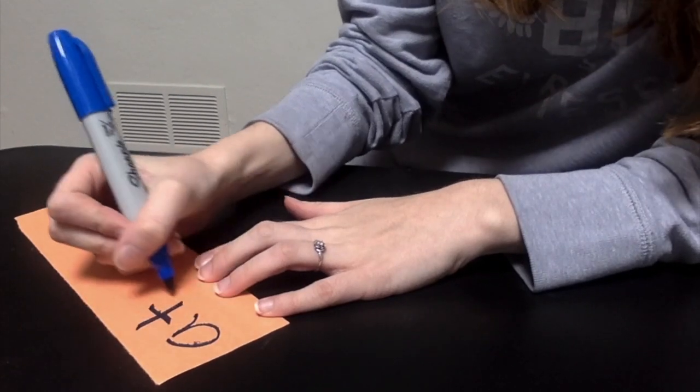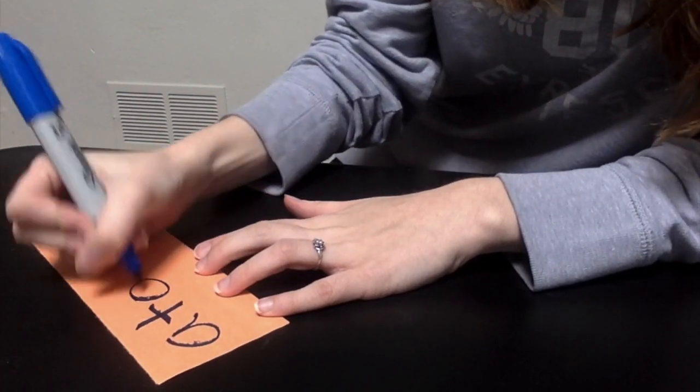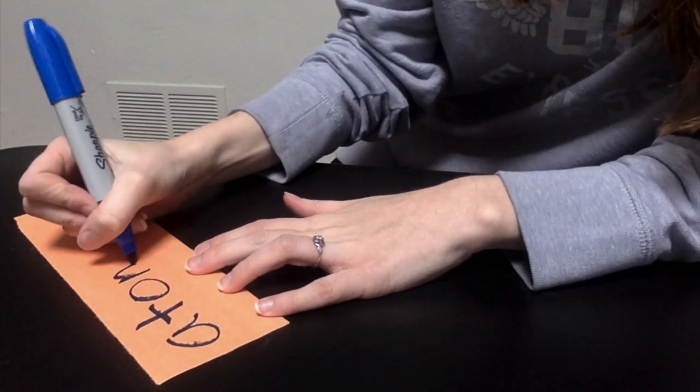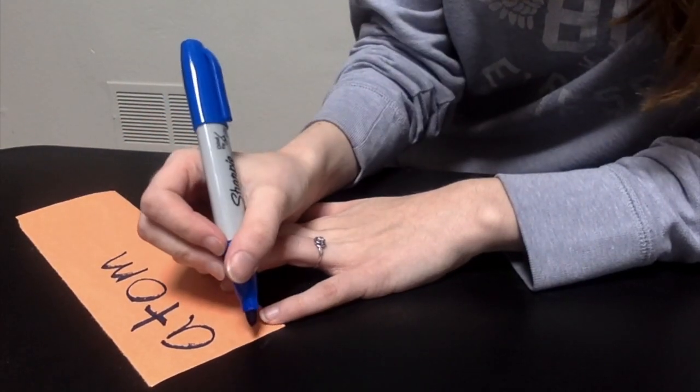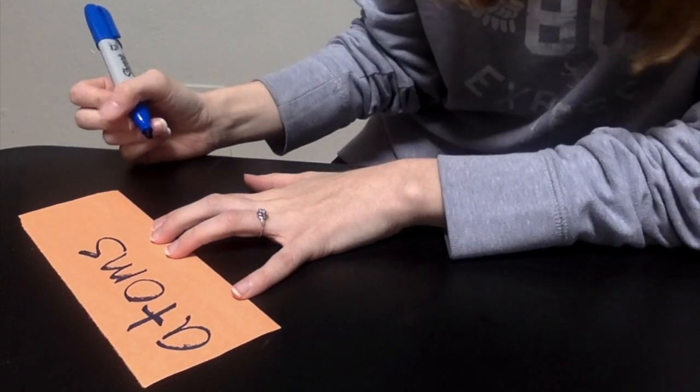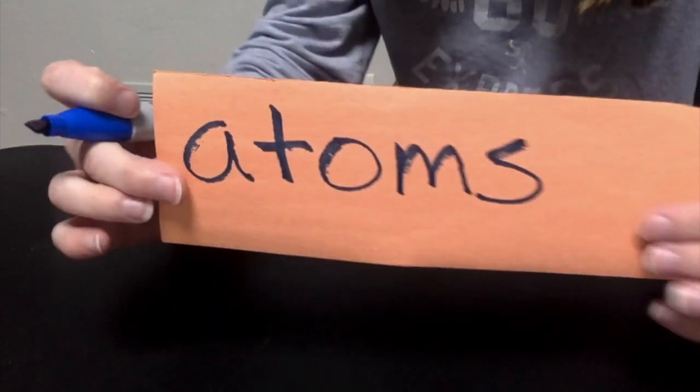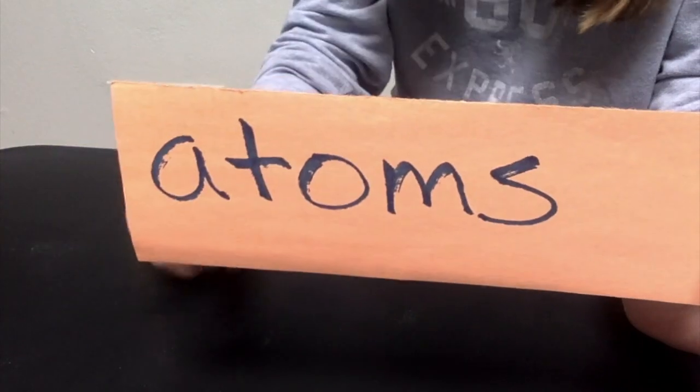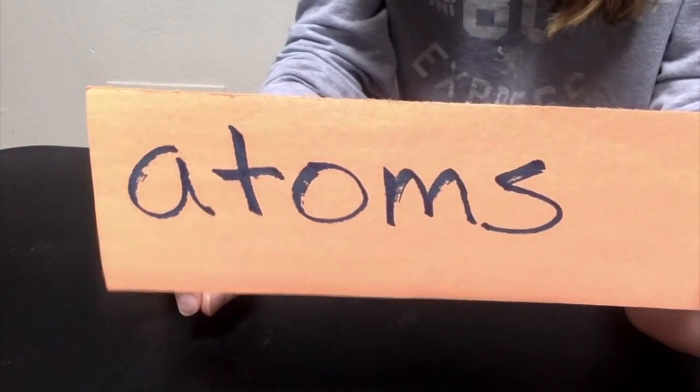A-T-O-M, and then atoms ends with an S. There's that word, atoms. This is definitely a review word. We've heard this so many times. So what are atoms? Remember, we've talked about these a whole lot. What do they look like? Where do you find them?